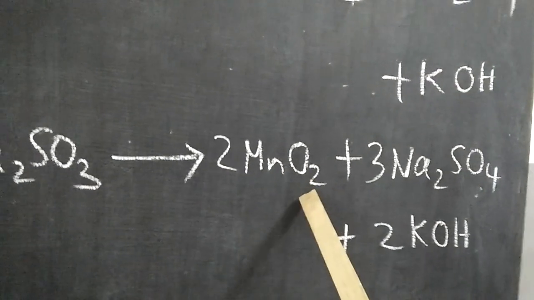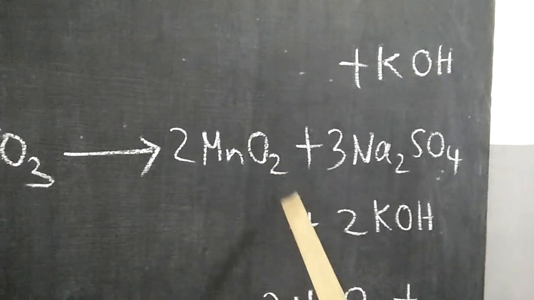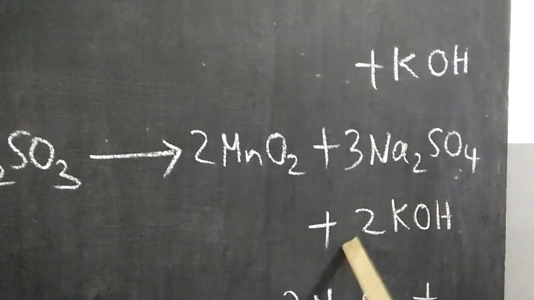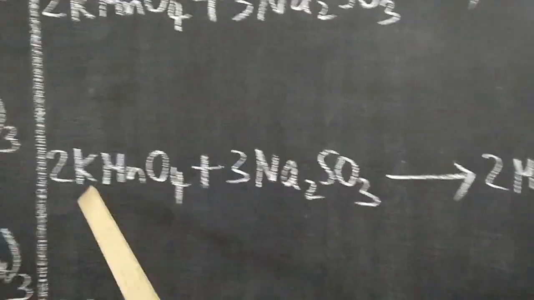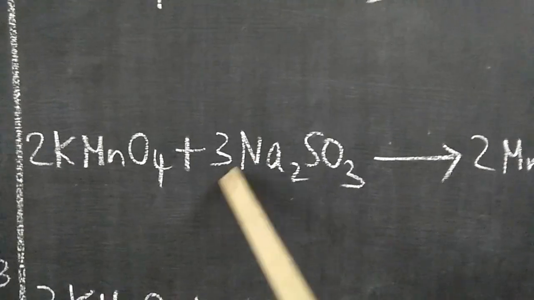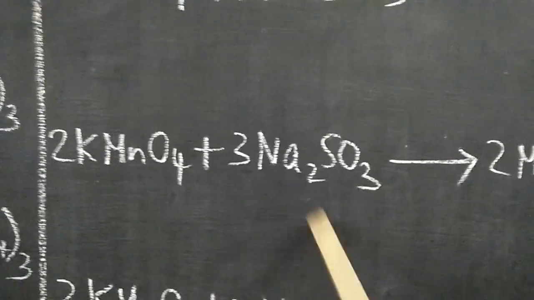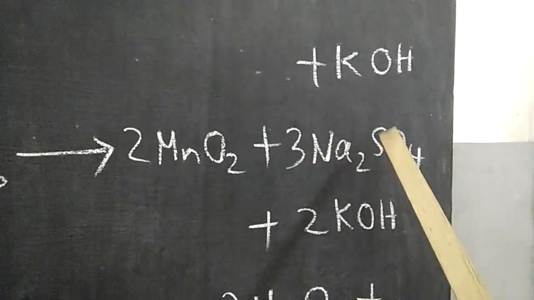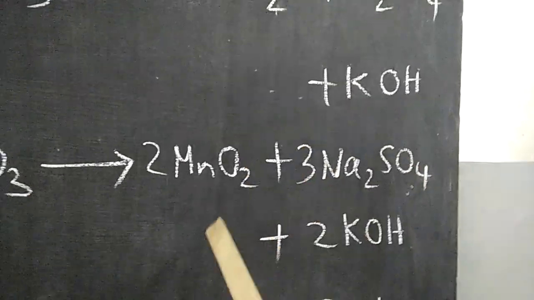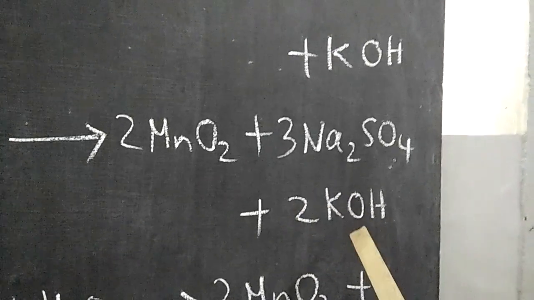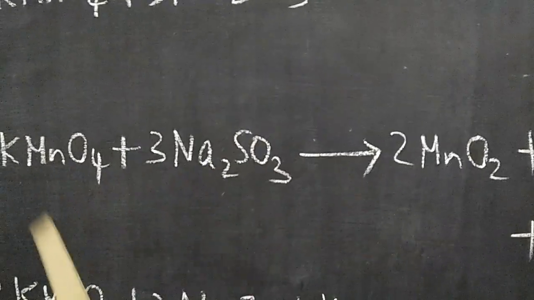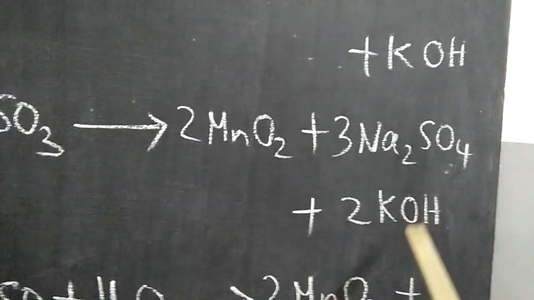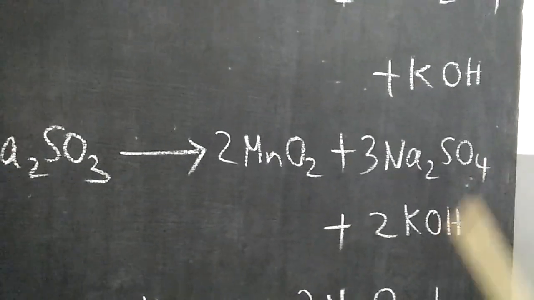Okay, so finally let us check. 2K, and here 2K balanced, 2 Mn, here 2 Mn balanced. 2 4s are 8O, here 2 2s are 4O, and here 6O, not balanced. So altogether 2 4s are 8O, and here 3 3s are 9O, altogether 17O. Here 2 2s are 4O, 3 4s are 12O, 12O plus 4O, 16O plus 2O, 18O. Here this side it is 17O, here it is 18O. Then one oxygen had to be balanced.